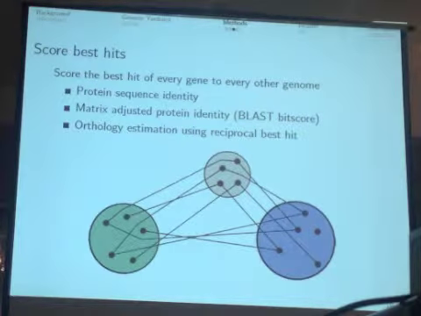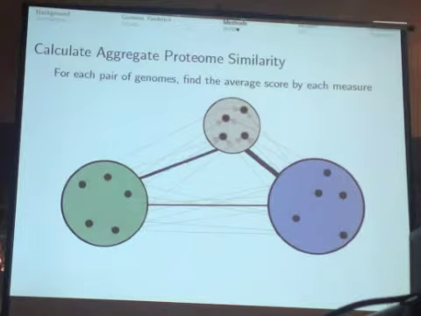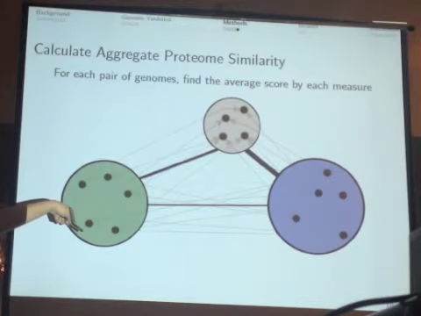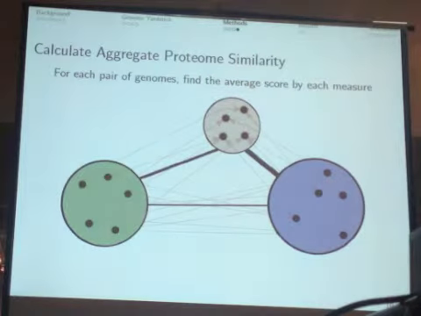So what you can do once you have these individual scores is you can average them to create this aggregate proteome similarity score. So for each pair of genomes, you just find the average by each measure. And so then using that, you have this graph, which then to generate the yardstick, you would take just a single genome and then all of its neighbors.